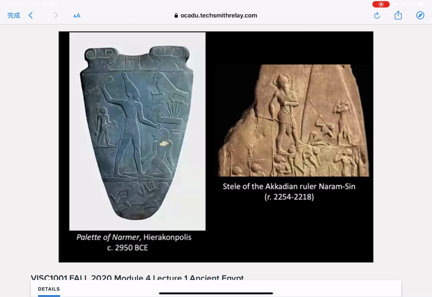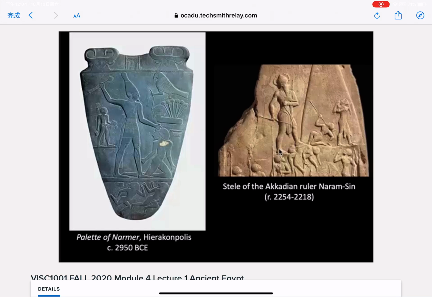If we are to place this side of the Palette of Narmer side by side with the fragmented stele of the Akkadian ruler Naram-Sin, you can see an evident continuity in the depiction of figures across vast geographical regions. There's about 700 years, roughly, that separate these two works, and they're from different types of objects. But again, we can see hieratic scale, we can see composite view, and we can see low and slightly higher relief, as well as the use of registers.